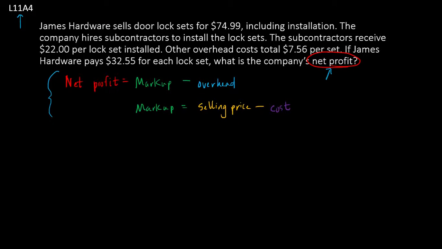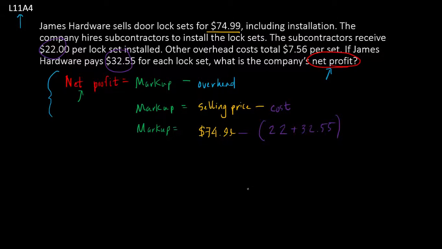Now fill in what you know. Work from the inside out. So in this case, my eventual goal is to get to net profit, but I can't get there until I solve for markup. So I'm going to plug in what I know about markup. First, I know that the selling price is $74.99. I also know that the cost is $22 per lock set and $32.55 for each lock set.